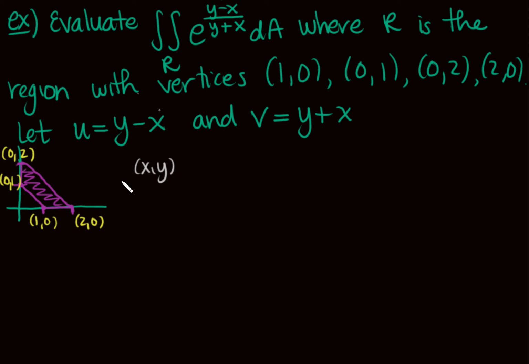Now, I want you to know the table with the vertices works really well when I have lines that are bounding. We're going to see one where I don't have lines, and then it doesn't work quite as well, so you have to be a little bit careful about that. But let's see. The point 1, 0, I already have in terms of x and y, so this is going to be pretty easy. What would u become? It would be 0 minus 1, so I would have a negative 1. V would be 0 plus 1, which is 1.